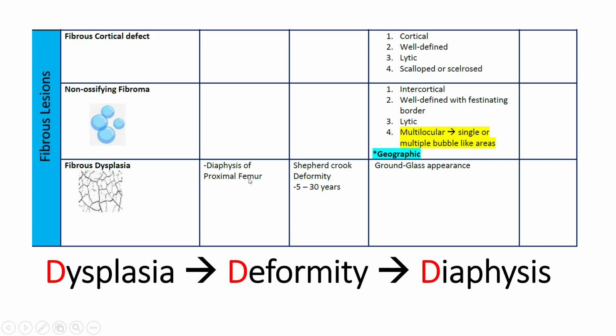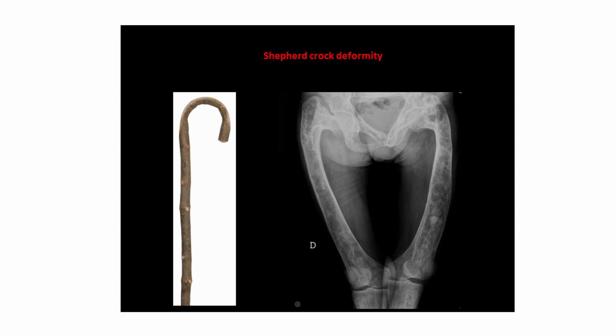On CT, the finding is a ground glass appearance, as this image is trying to remind us. This is Shepherd's crook deformity, and as you can see here, the proximal femur is affected.